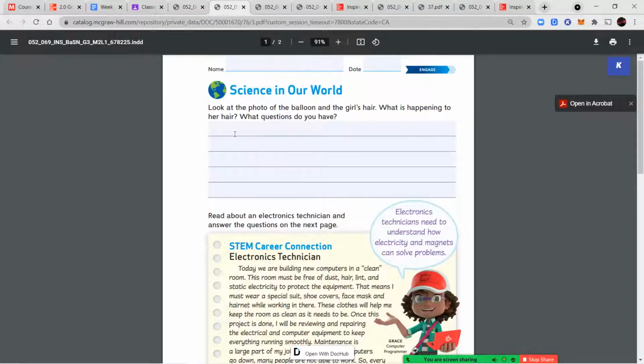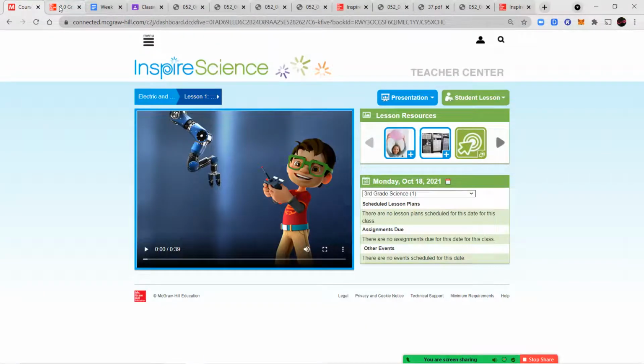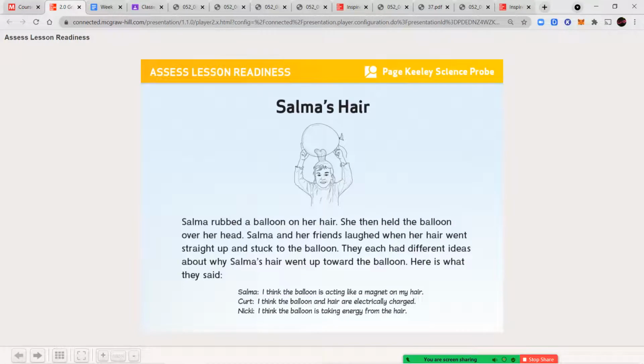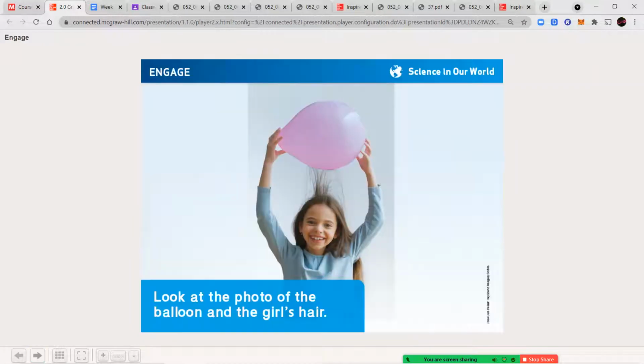Once you've completed that, we're going to go over to our next page. We're going to look at the photo of the balloon and the girl's hair. What's happening to her hair and what questions do you have? Let's go back and take a look. So here's the picture of the girl and her hair. Take a minute to look at the picture and write down any questions that you have.